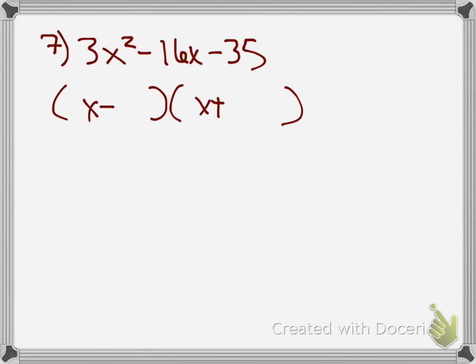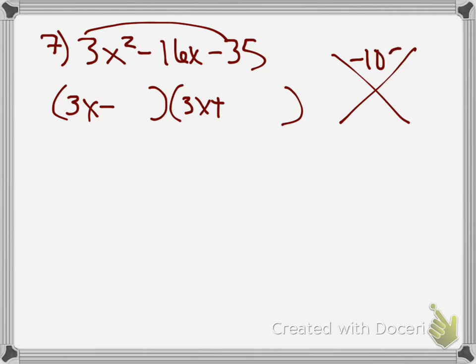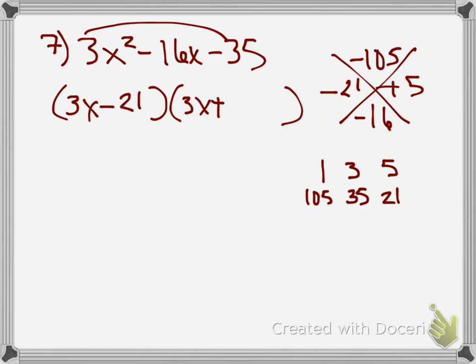Okay, so what did we do differently on number 7? Because there's a number in front, you put a 3 in front of both, and then you also have to multiply. So now I'm looking for two numbers that multiply to give me 105 but subtract to give me 16, minus plus. So 1 and 105. 2 doesn't go into it. 3 goes into it, obviously, 35 times. 4 doesn't go into it. 5 goes into it 21 times, and 21 minus 5 is 16.